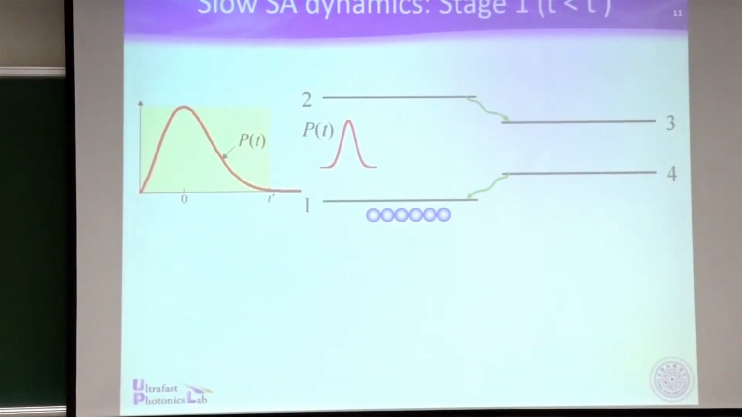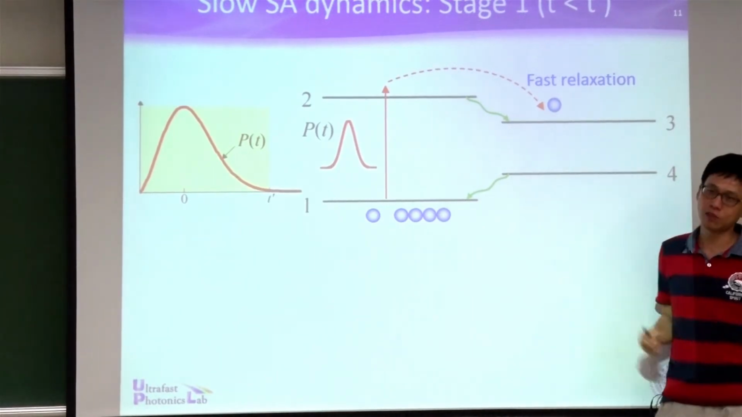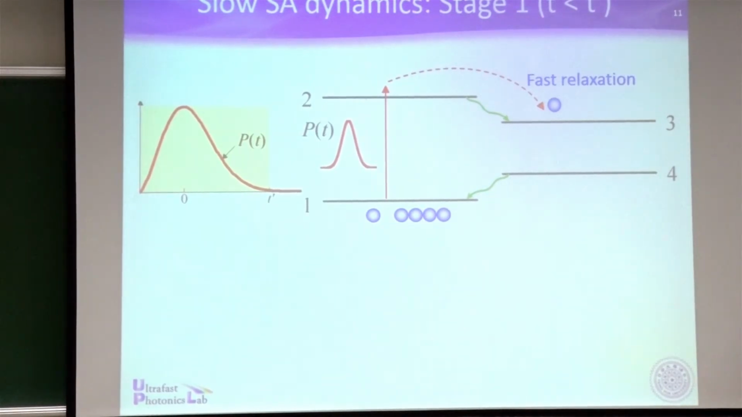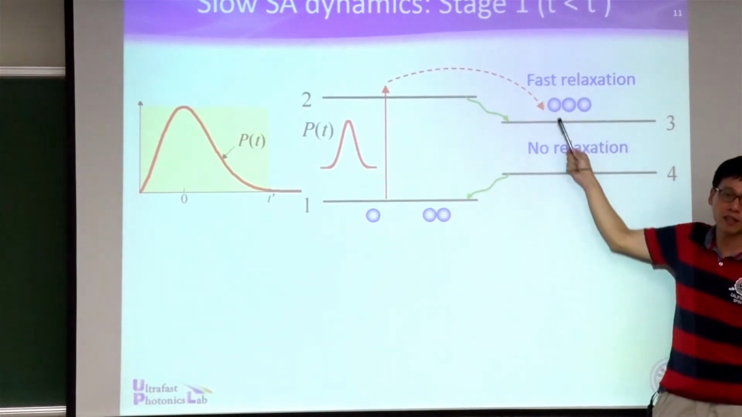So if it's stage 1, what happens? Again, you have an input pulse. There is absorption, but now the material is a slow saturable absorber, so that means the relaxation from level 2 to 3 is fast, but from here to here is slow. So you cannot copy the picture we used before. What happens in this case is like this. If your pulse energy is strong enough, then it will not only excite a single electron to a higher level, but more electrons. No relaxation between levels 3 and 4, and more electrons will be excited from the ground state to level 2, then quickly down to level 3. A lot of electrons will stay here.